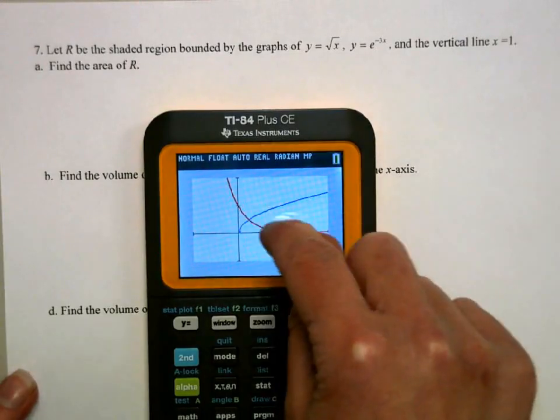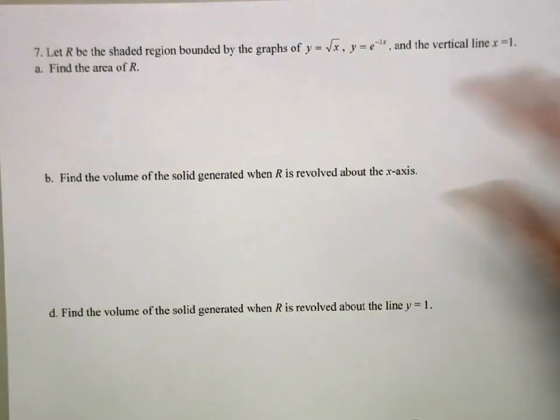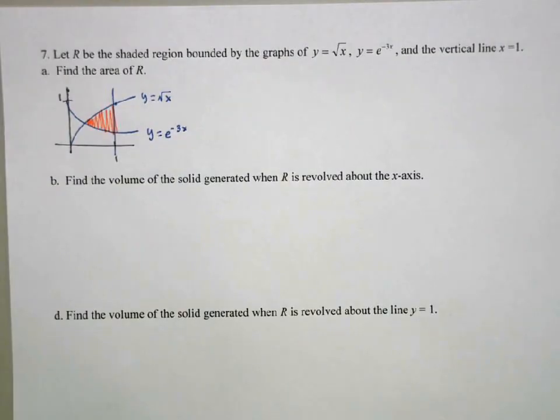Okay, so there's my sketch that I transferred from my graph. So now we want to find this area, which is going to be just the integral of top minus bottom. But to do that, I need to find this intersection point here. So I'm going to calculate the intersection.